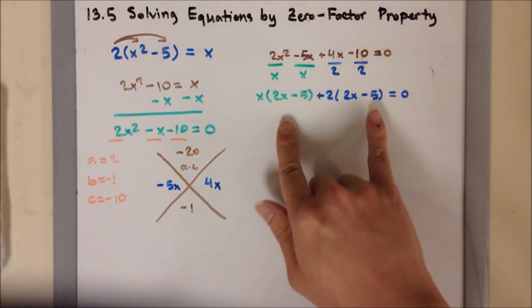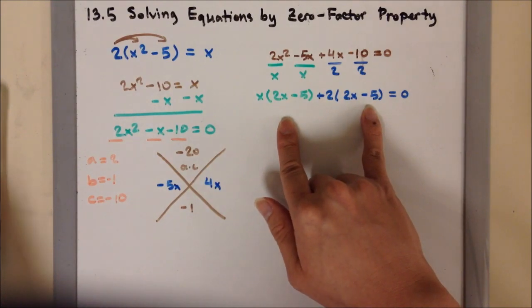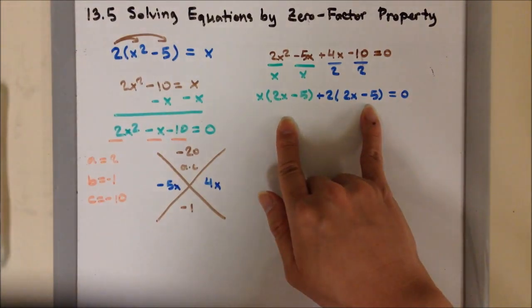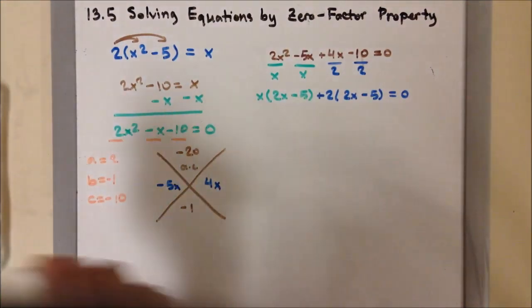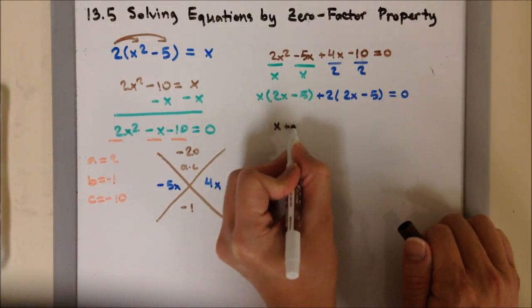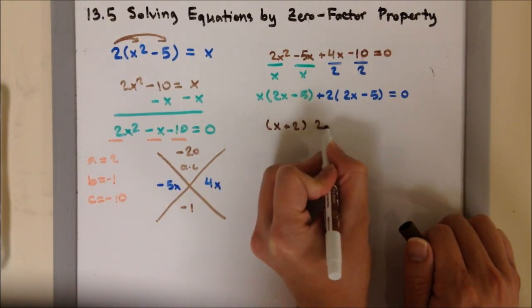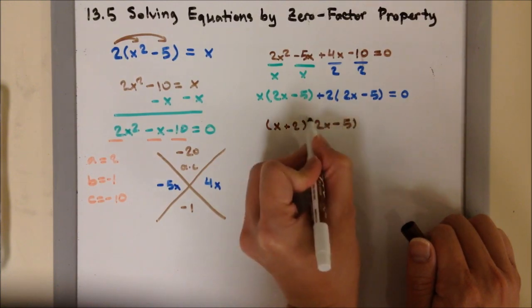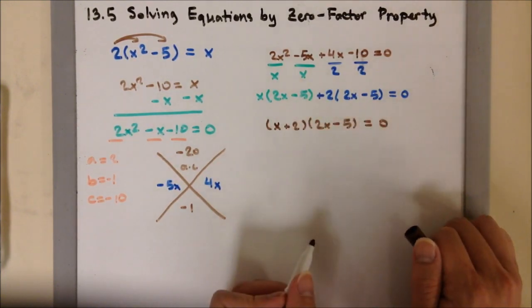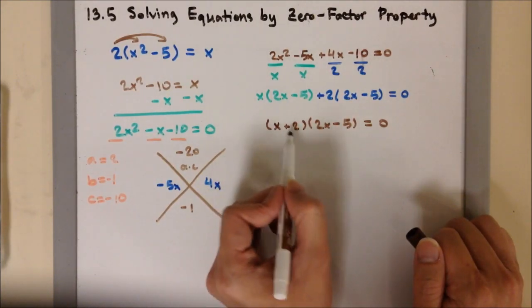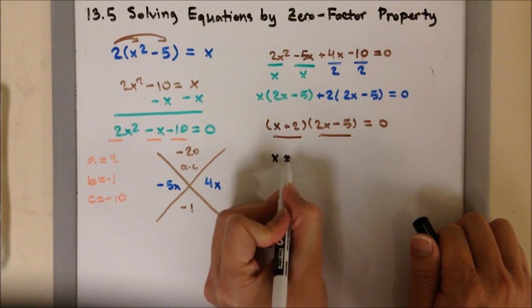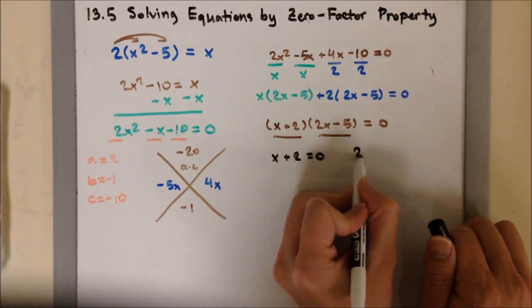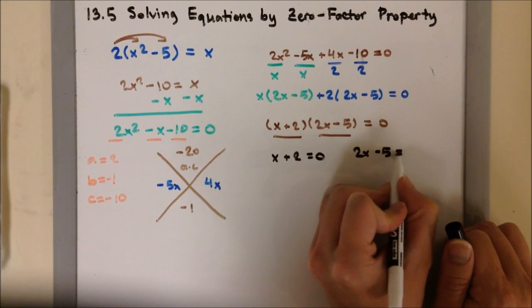Alright. Notice how the expression in the parentheses is exactly the same, same number, same sign, same everything. So I'm going to group the outside factors, my GCF, together. So x plus 2 in one group, and the other 2x minus 5 in the other, equal to 0. So I finished putting it in factor form. Now I'm going to set each factor that has a variable equal to 0. So x plus 2 equal to 0, and then 2x minus 5 equal to 0.